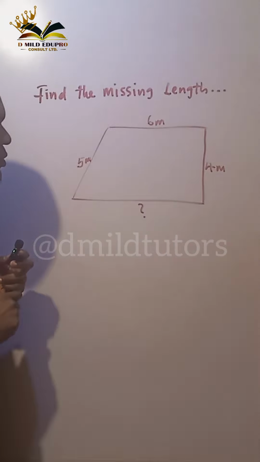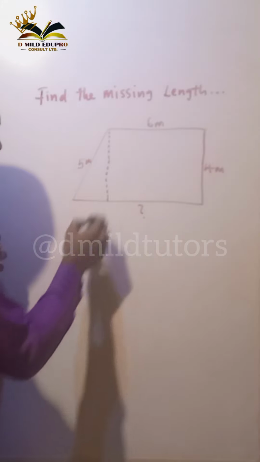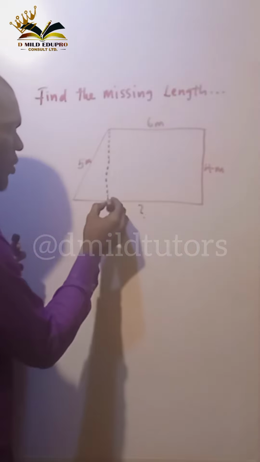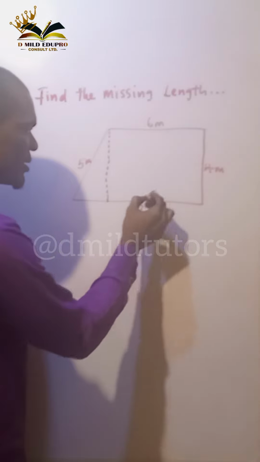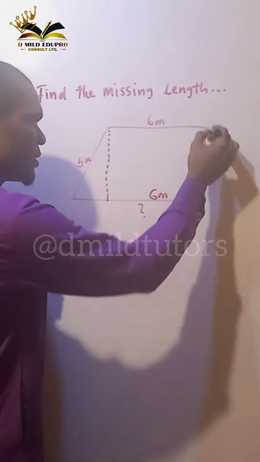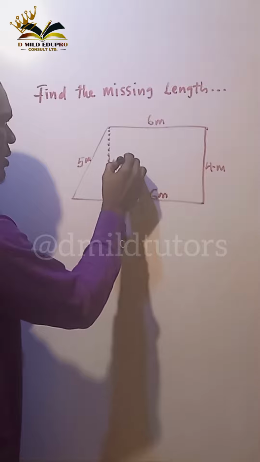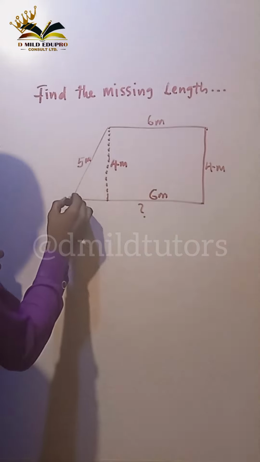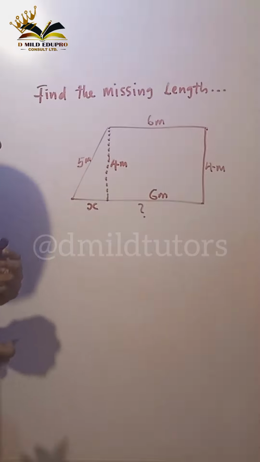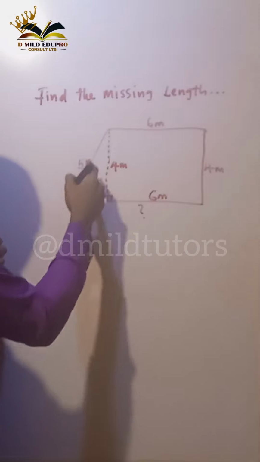Now, the first thing we need to do, we need to partition this shape this way, such that from this point to this point is 6 meter. Also, this point to this point will be 6 meter. Now, from this point to this point is 4 meter, meaning from this point to this point will also be 4 meter. Now, what are we looking for? We're going to be looking from this point to this point. Let's call it X. Now, this gives us a right angle triangle.